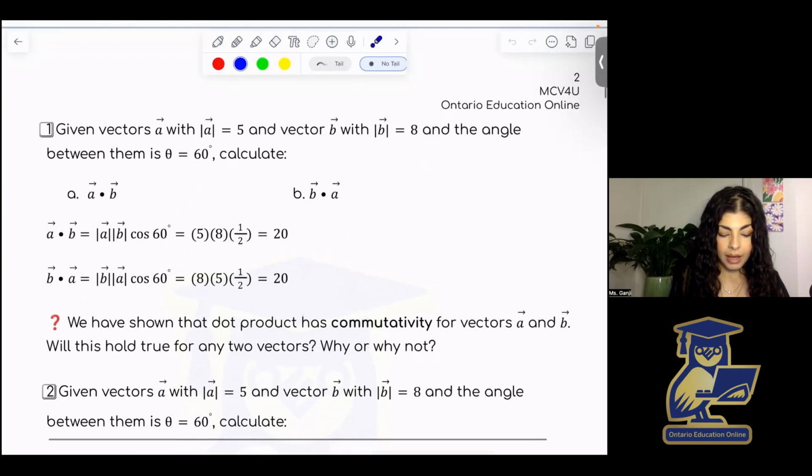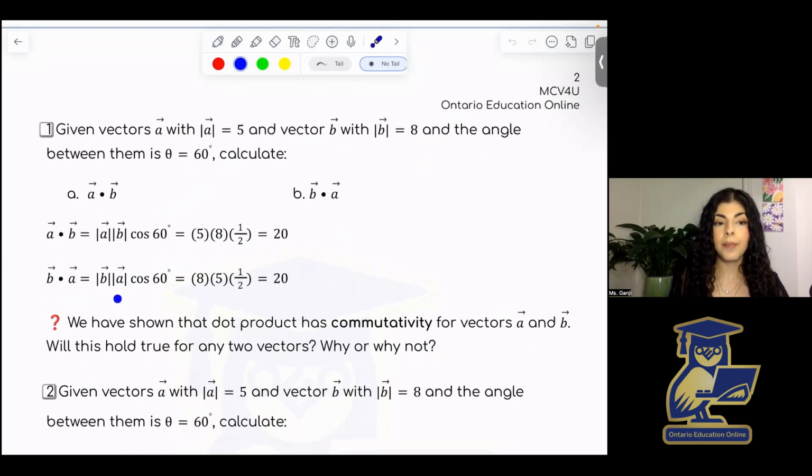Now, for B dot A, all we're doing is switching the magnitudes, starting with the magnitude of B and then the magnitude of A. But multiplication is commutative, so 8 times 5 is the same as 5 times 8, which is why we get the same answer. So we have shown that the dot product is commutative, which means A dot B is equal to B dot A. But is this true for any two vectors? Why or why not? What do you think?